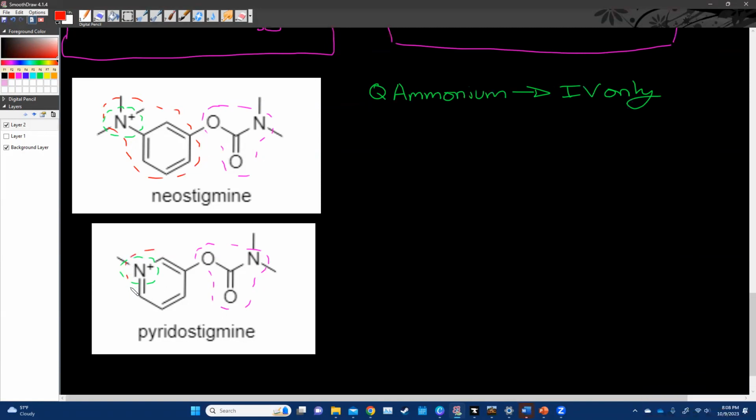So this is probably the easier functional group to identify. What functional group is present in pyridostigmine? We do have the carbamate. How about the one in red? What heterocyclic ring is that? Pyridine. Very, very nice. We have pyridine.